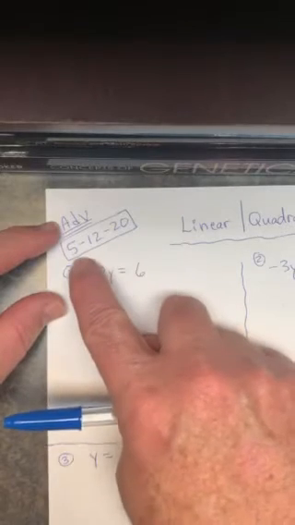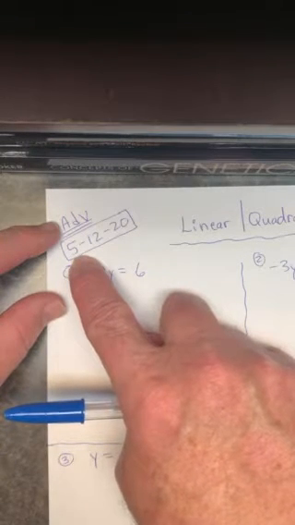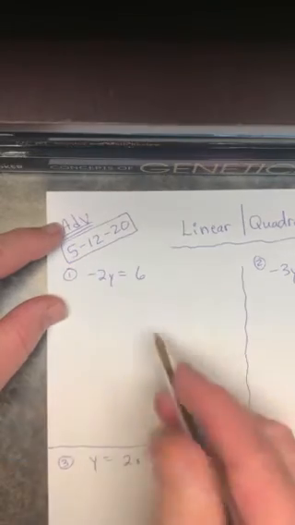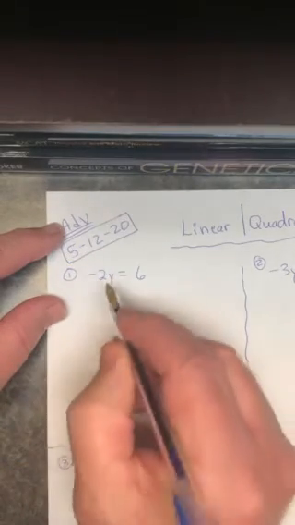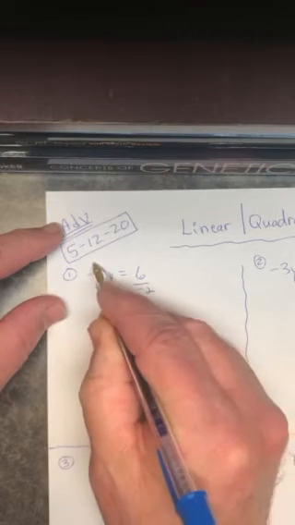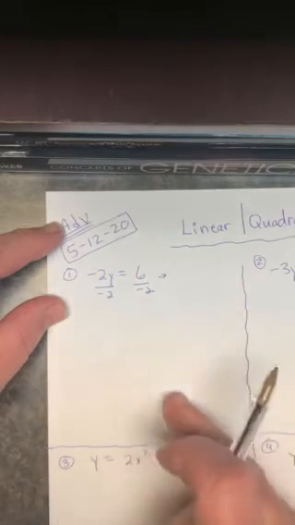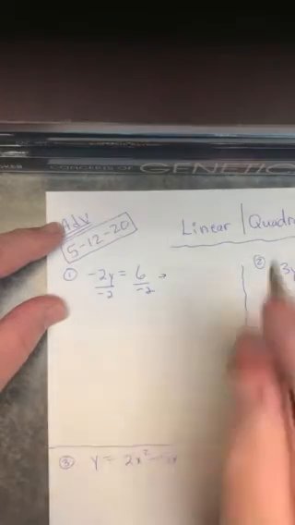By the way, today is 5/12/20, top left corner. Tuesday the 12th, so here we go. Number 1, obviously if I'm getting y by itself, I'm going to divide by negative 2. The negative 2's cancel, and I end up with, I'm just going to put it over here because we need room for our sketch every time.